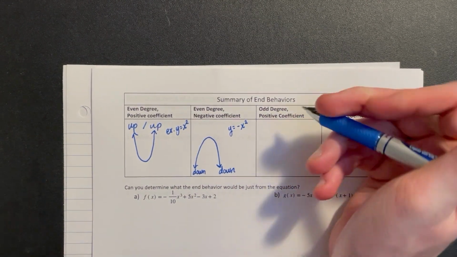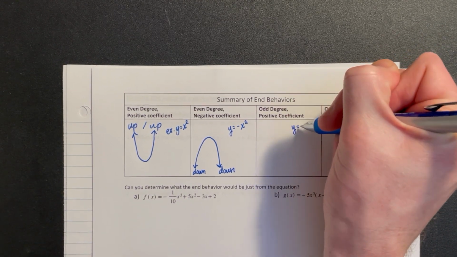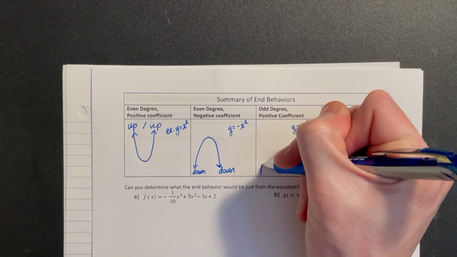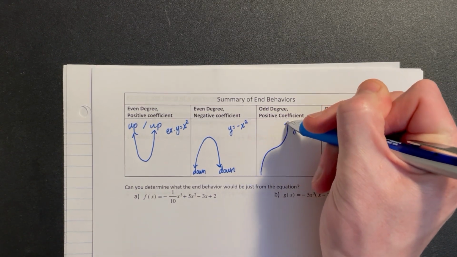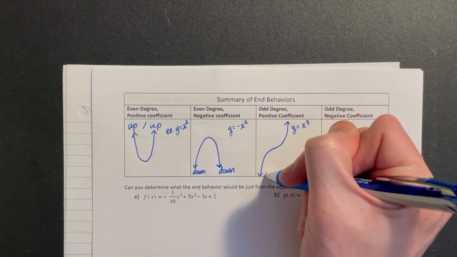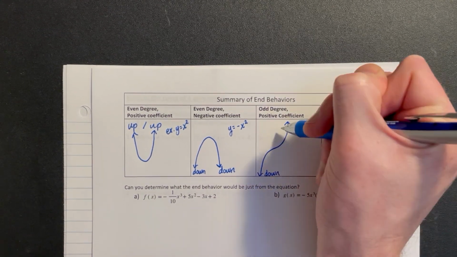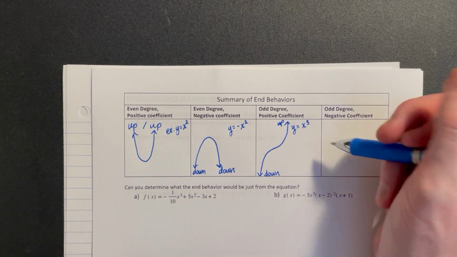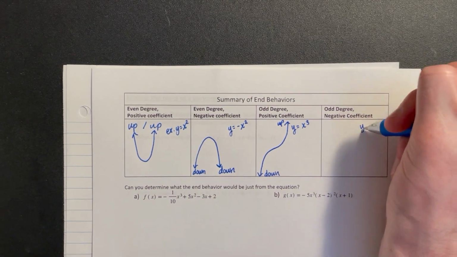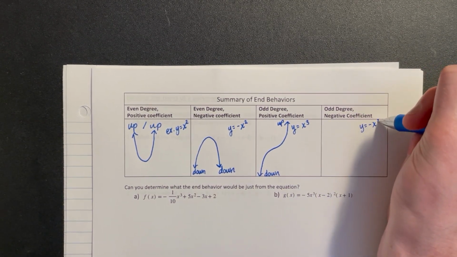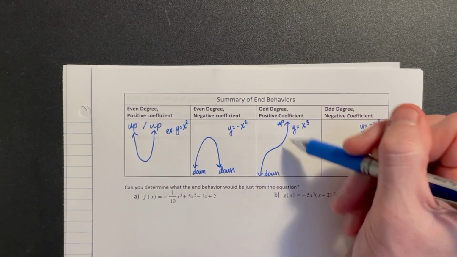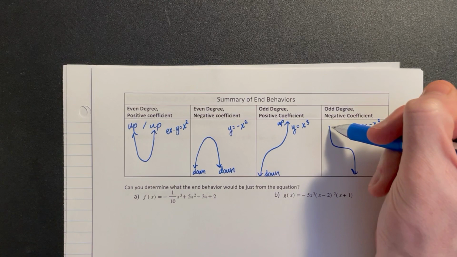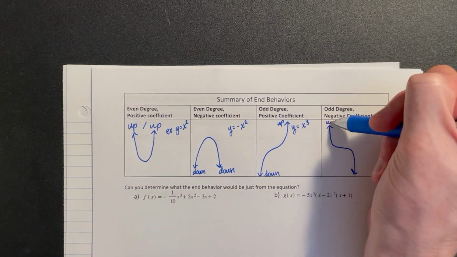An odd degree with a positive coefficient was something like x cubed. We know what that graph looks like. It's one of our parent functions where we're curving around, but we go down on the left and up on the right. If we reflect it, if we do negative x cubed, it is reflecting this cubic polynomial. So now it's going to go up on the left and down on the right.